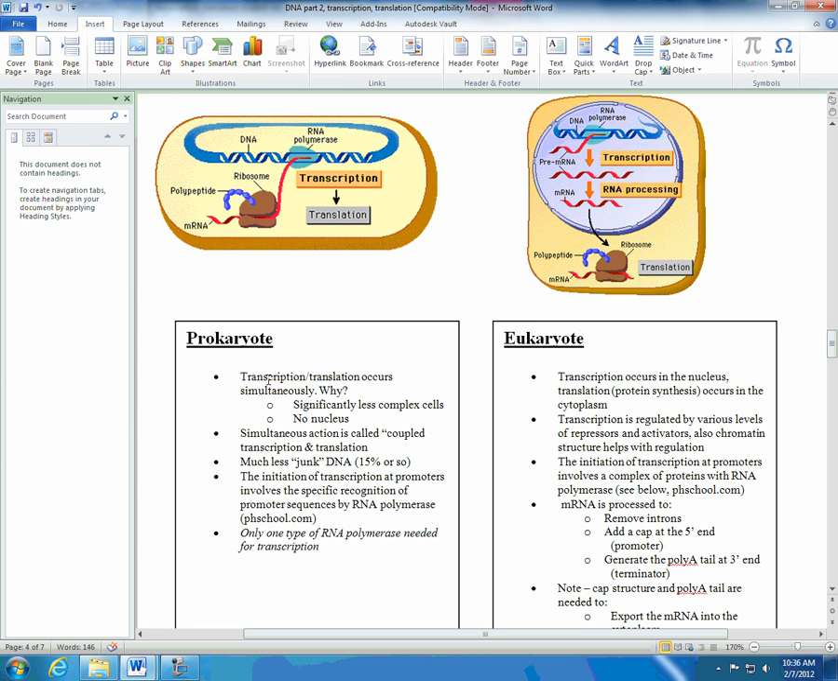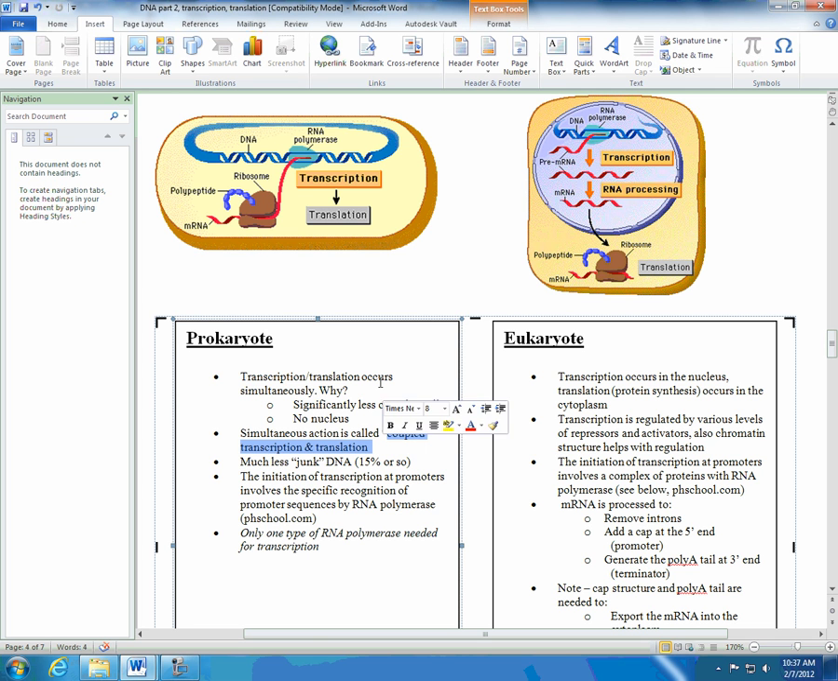One other thing to notice is, as you know, that a prokaryote is a very simple cell in terms of its operation compared to a eukaryote. So since it's less complex and it doesn't have a nucleus, the transcription and translation occur simultaneously. And this term is called coupled transcription and translation.